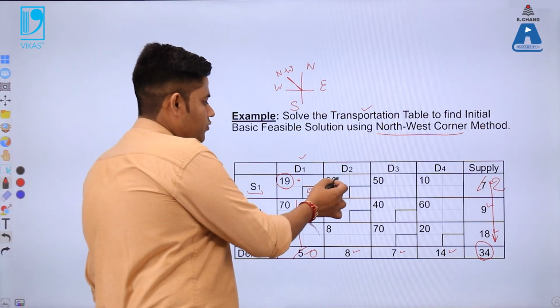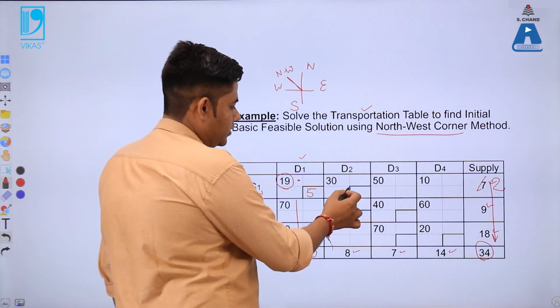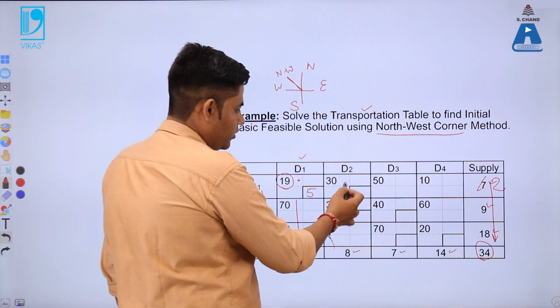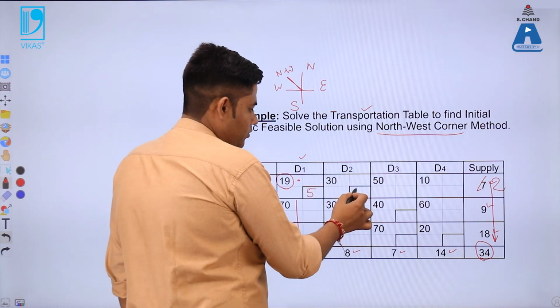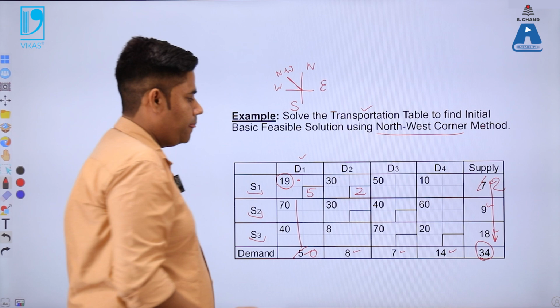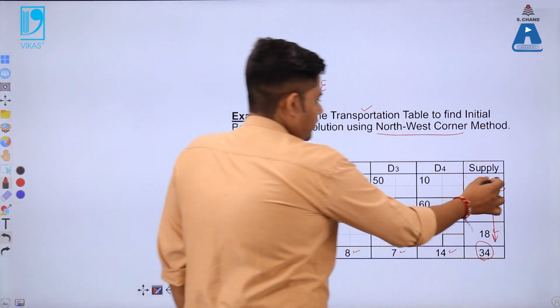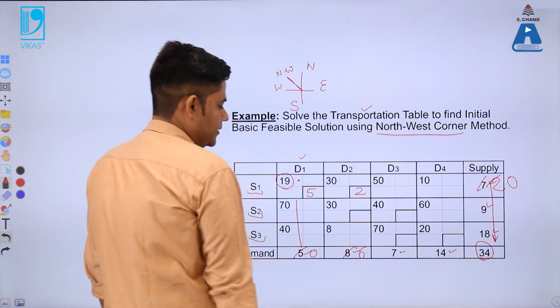Now again we need to choose the northwest corner. Here the northwest corner is this corner, and supply center 1 can now supply 2 units. And what is the demand of demand center 2? 8. Supply center 1 can supply only 2, so I can supply 2 to demand center number 2. So this value becomes 0 and this becomes 6.